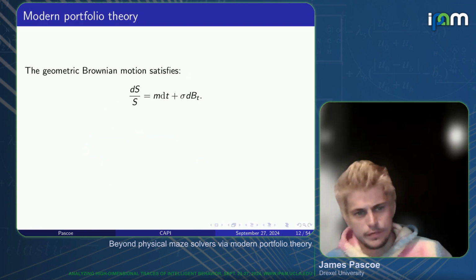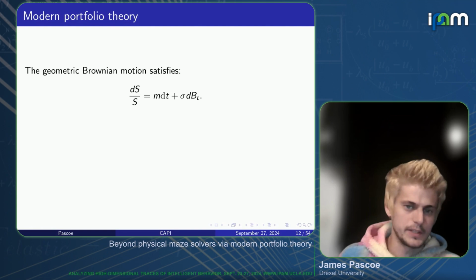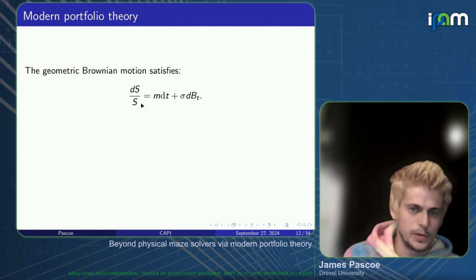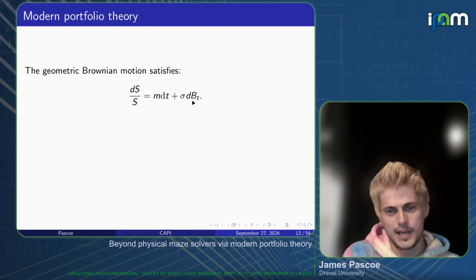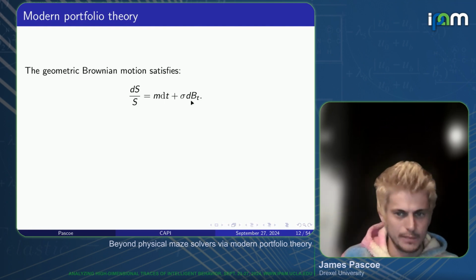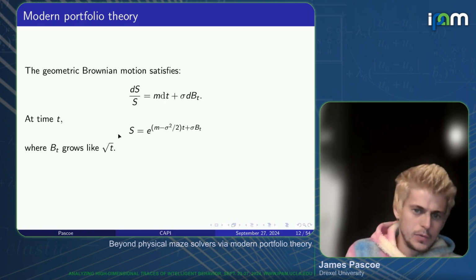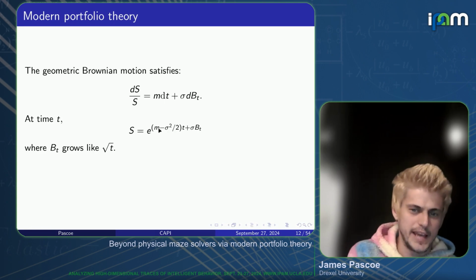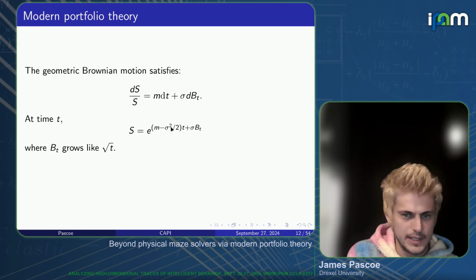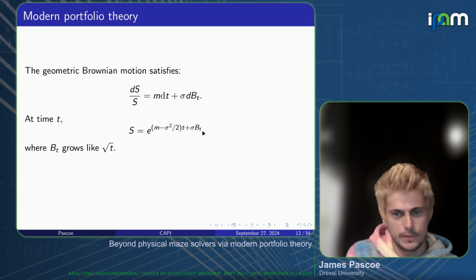Okay, so modern portfolio theory. A geometric Brownian motion is something that satisfies this differential equation. So we want the logarithmic derivative to be some constant average rate of growth plus some variance times a Brownian motion term. And at time t, we see that s is supposed to be equal to, in the median, the average minus this variance over 2 times t, plus some error term which comes from the Brownian motion.